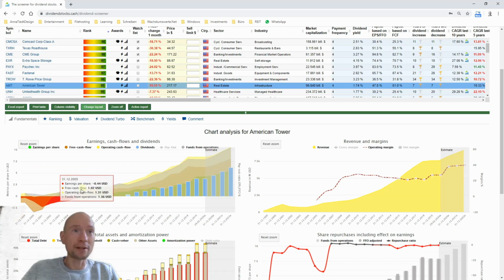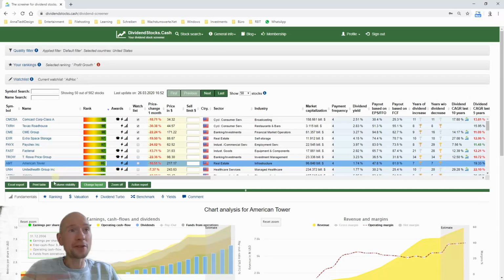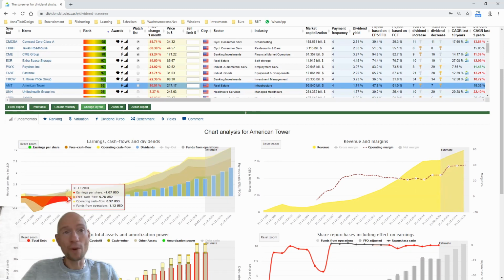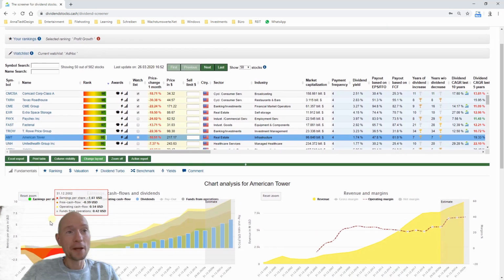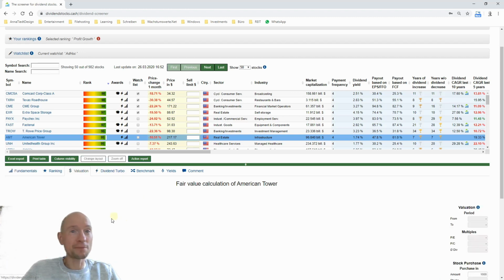Here we have American Tower. It's a REIT, so for this we show funds from operations additionally. And the nice thing here is that we get the valuation of any stock, and once for dividend investors interesting, let's start with the valuation maybe.